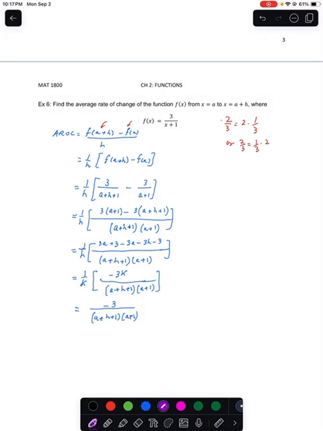So note, do not distribute the denominator, or do not simplify the denominator. That is your answer.